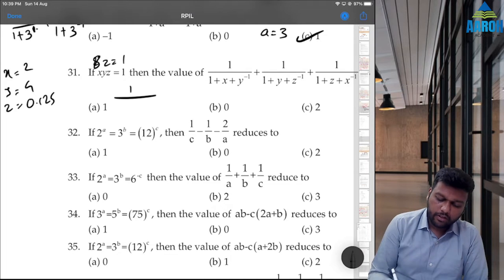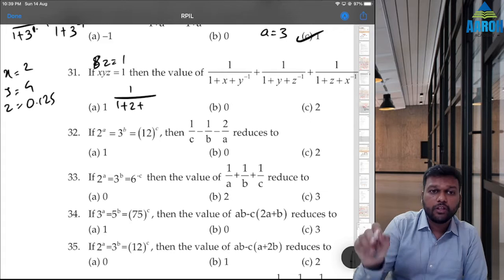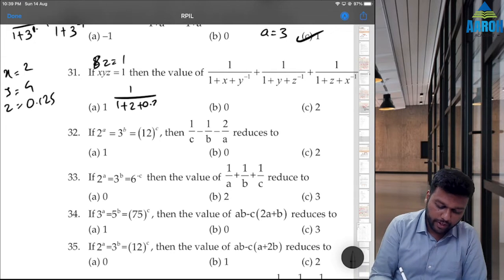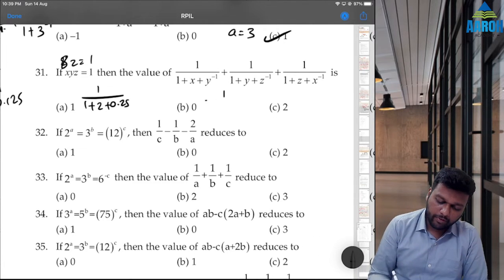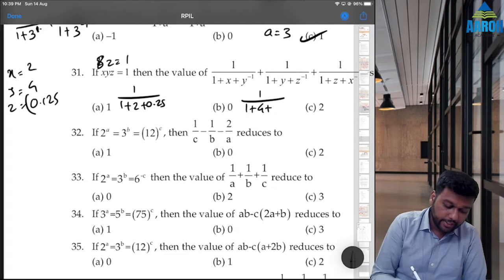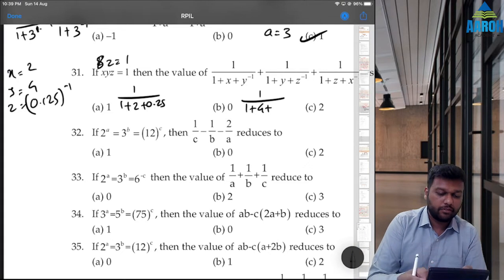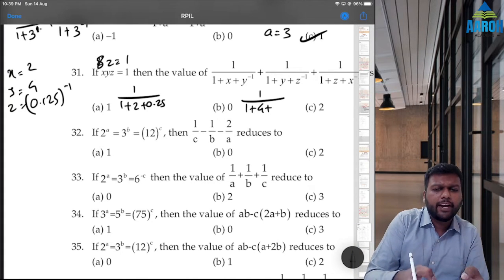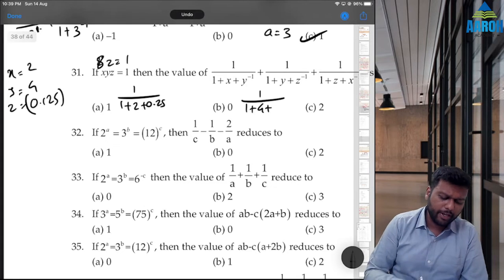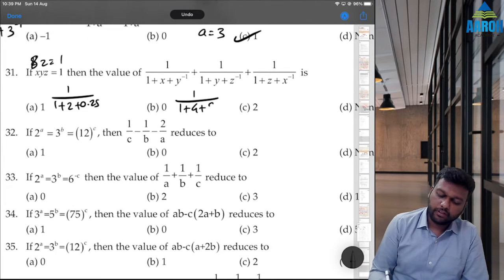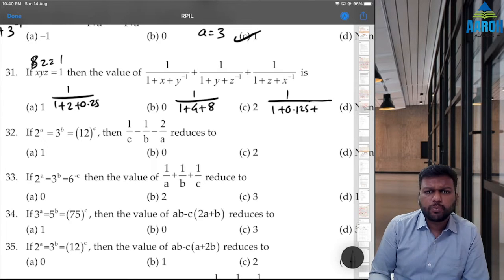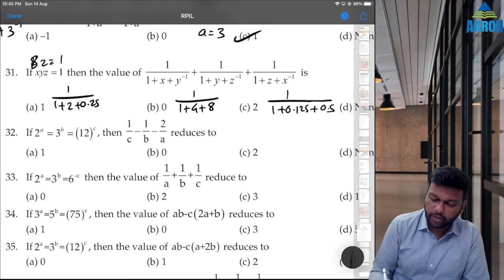1 by 1 plus x plus y raised to minus 1 is 4 raised to minus 1. 4 raised to minus 1 is 1 by 4, so 0.25. Next, the second term will be 1 by 1 plus y, which is 4, and z raised to minus 1 is this raised to minus 1. How do you take the reciprocal of a number? Take 0.125, divided by, equal to. That's it. If you press divide by equal to, you will see that you get 8. Then 1 by 1 plus z is 0.125, and x raised to minus 1 is 2 raised to minus 1. So 1 by 2 is 0.5.